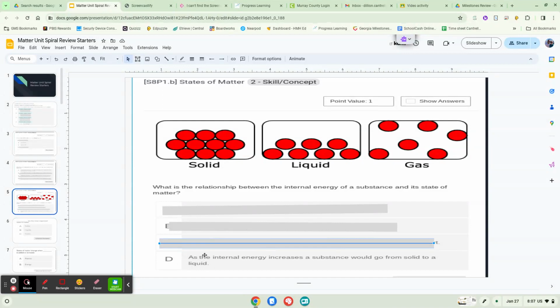So D, let's just make sure it's true. As the internal energy increases, a substance will go from a solid to a liquid. That's true. If I add heat or energy to the solid, the particles will spread apart and become a liquid.